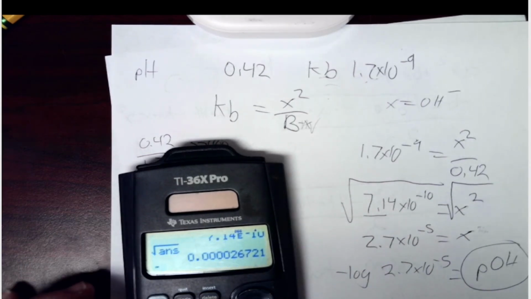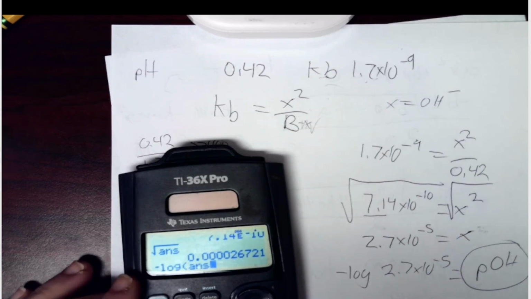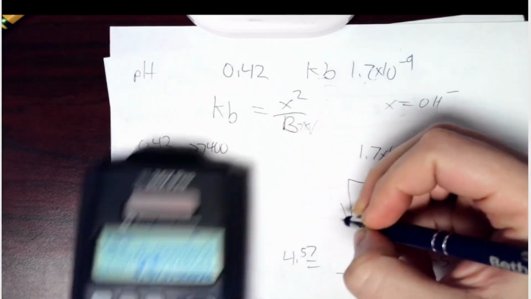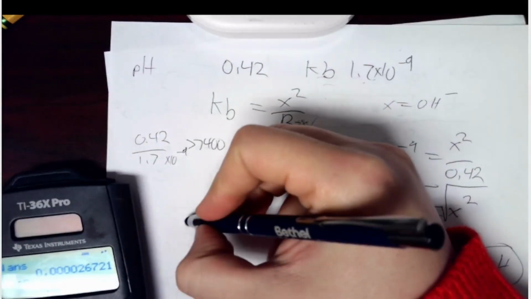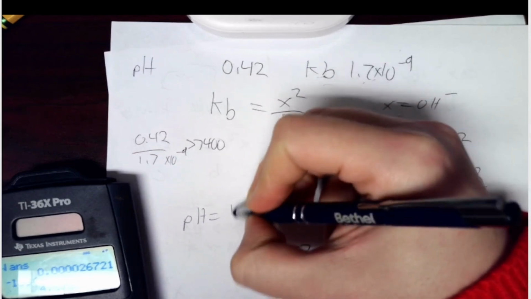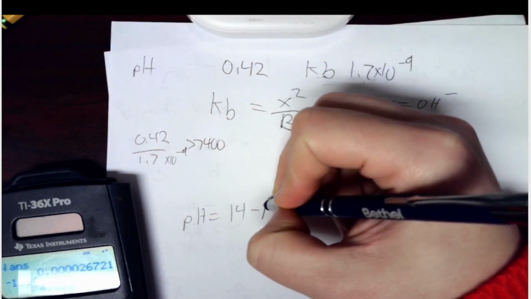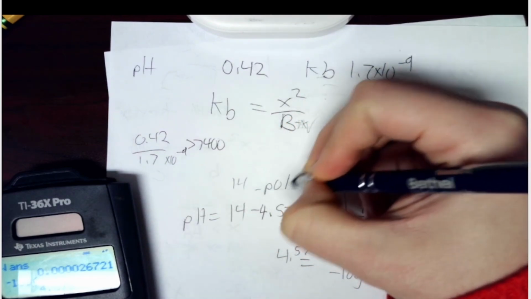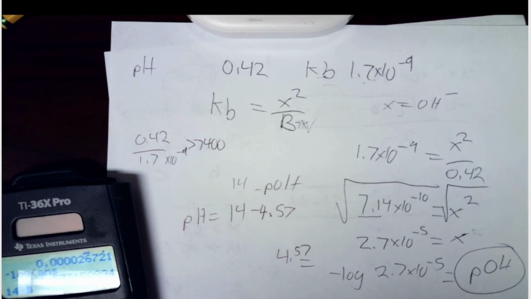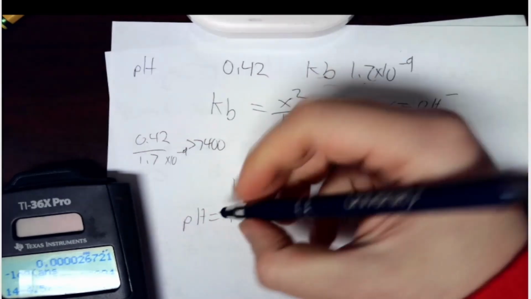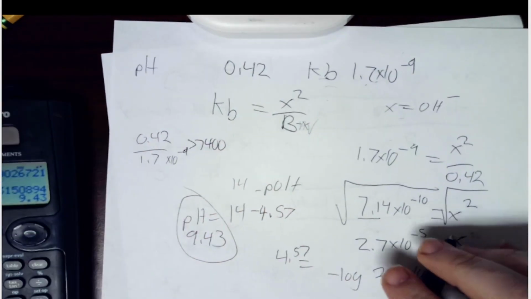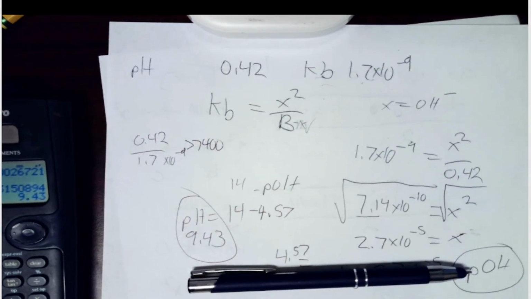pOH. So we can still take the negative log and make our lives easier. But remember, that is pOH. So 4.57 is not my answer, because pH is going to be 14 minus my pOH. So 14 minus 4.57 is going to give us a pH of 9.43. Clearly, it's going to be basic. And that is what we see in that.